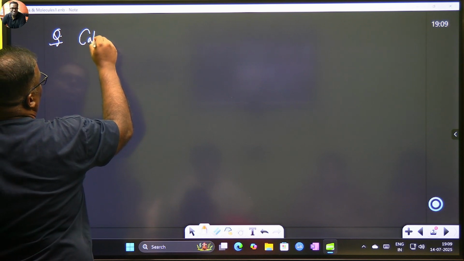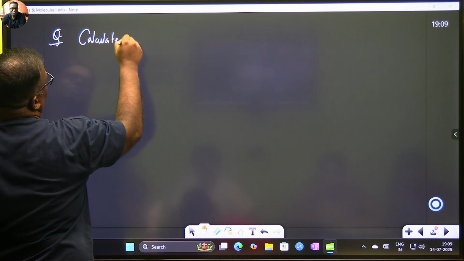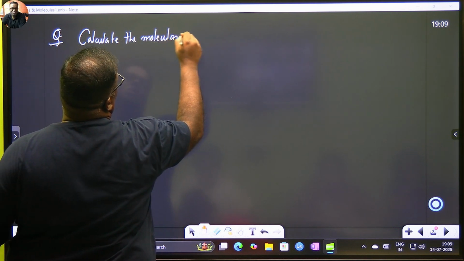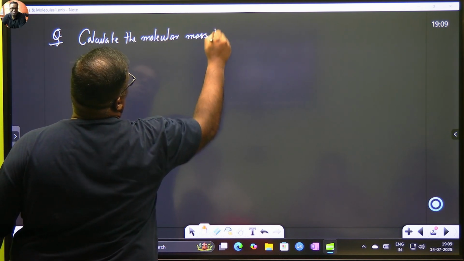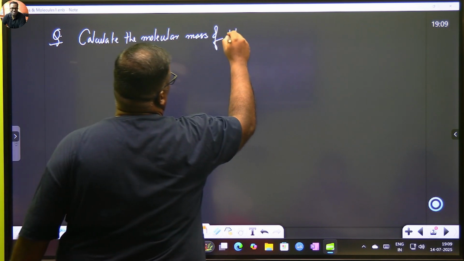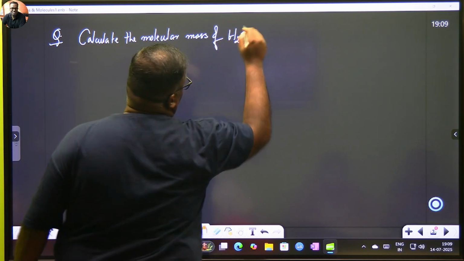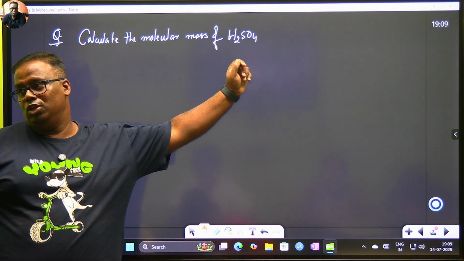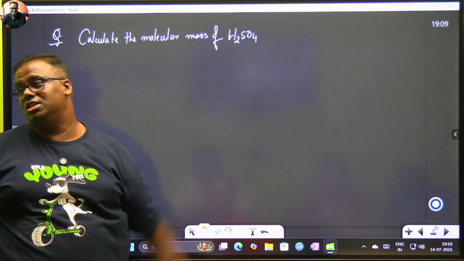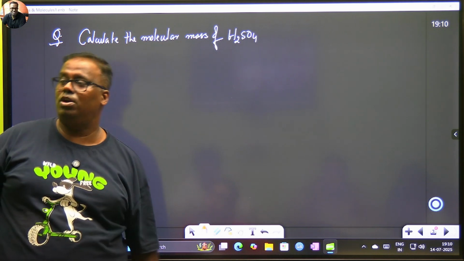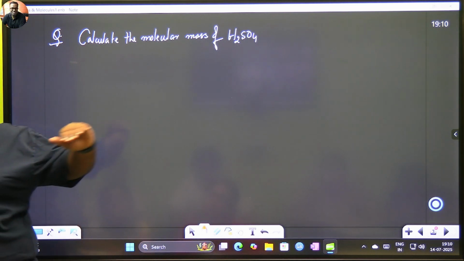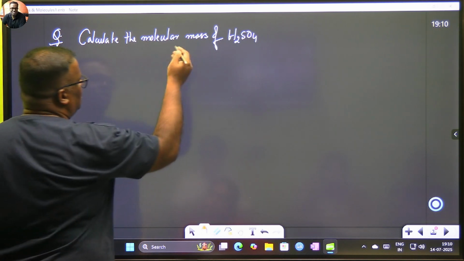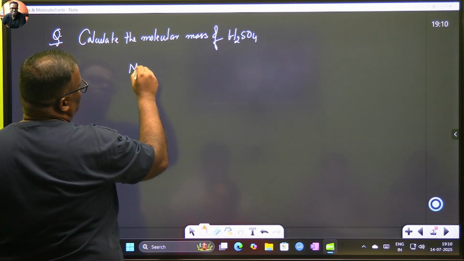Calculate the molecular mass of H2SO4, or which is known as sulfuric acid. Now, in order to calculate molecular mass of sulfuric acid, you should know hydrogen, sulfur and oxygen's atomic mass. Therefore, I always say that the first few elements that you have, it is good to know them a little. So, if you see this molecule, then the molecular mass will be what?